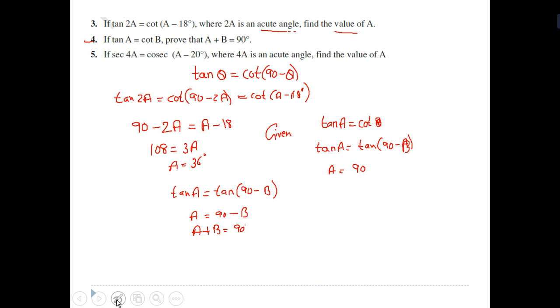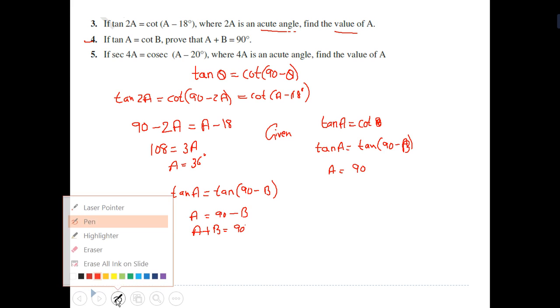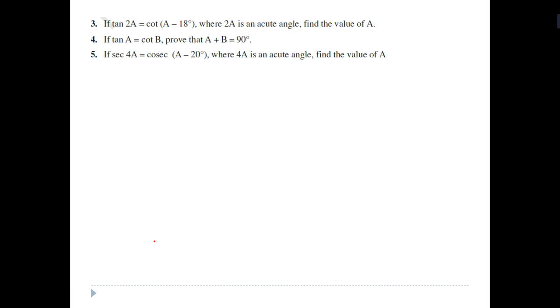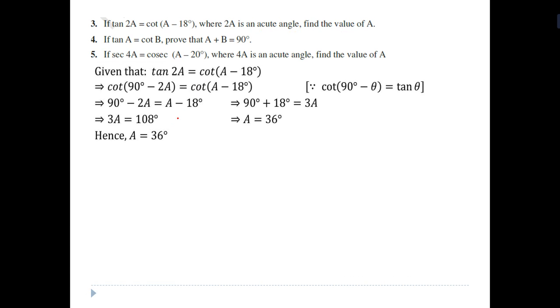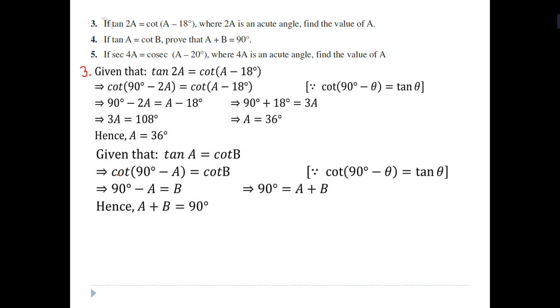Let me see whether whatever we are doing here is correct or not. So in the first, that is question number 3, we get the answer 36. Same thing, second: instead of tan A, I can write cot (90 minus A) is equal to cot B. Now, theta is same. So 90 minus A is equal to B. So A plus B is equal to 90.